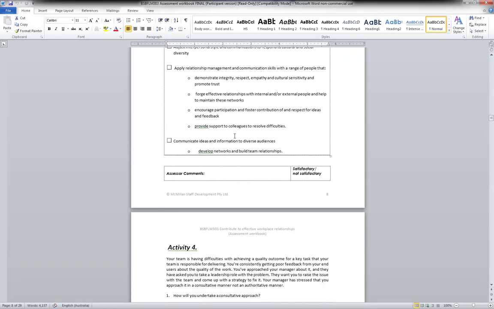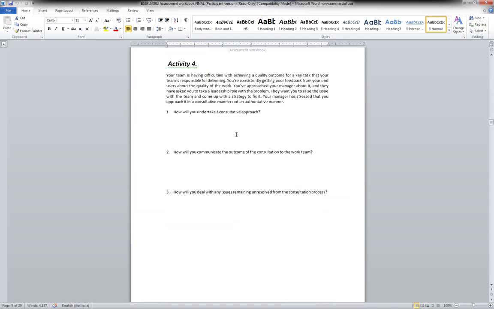Activity 4. Your team is having difficulties in achieving a quality outcome for a key task that your team is responsible for delivering. You're consistently getting poor feedback from your end users about the quality of the work. You've approached your manager about it, and they have asked you to take a leadership role with the problem. They want to see you raise the issue with the team and come up with a strategy to fix it.